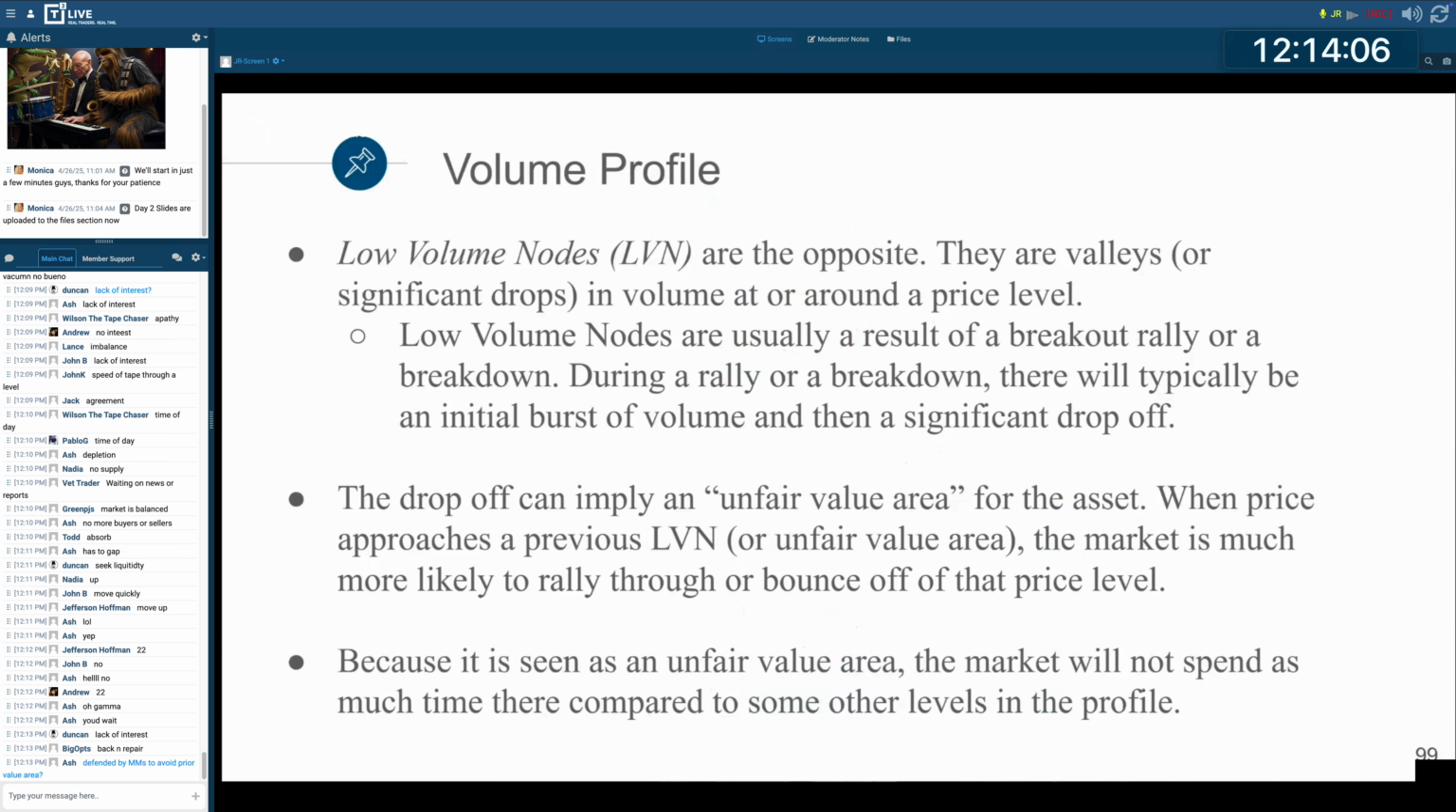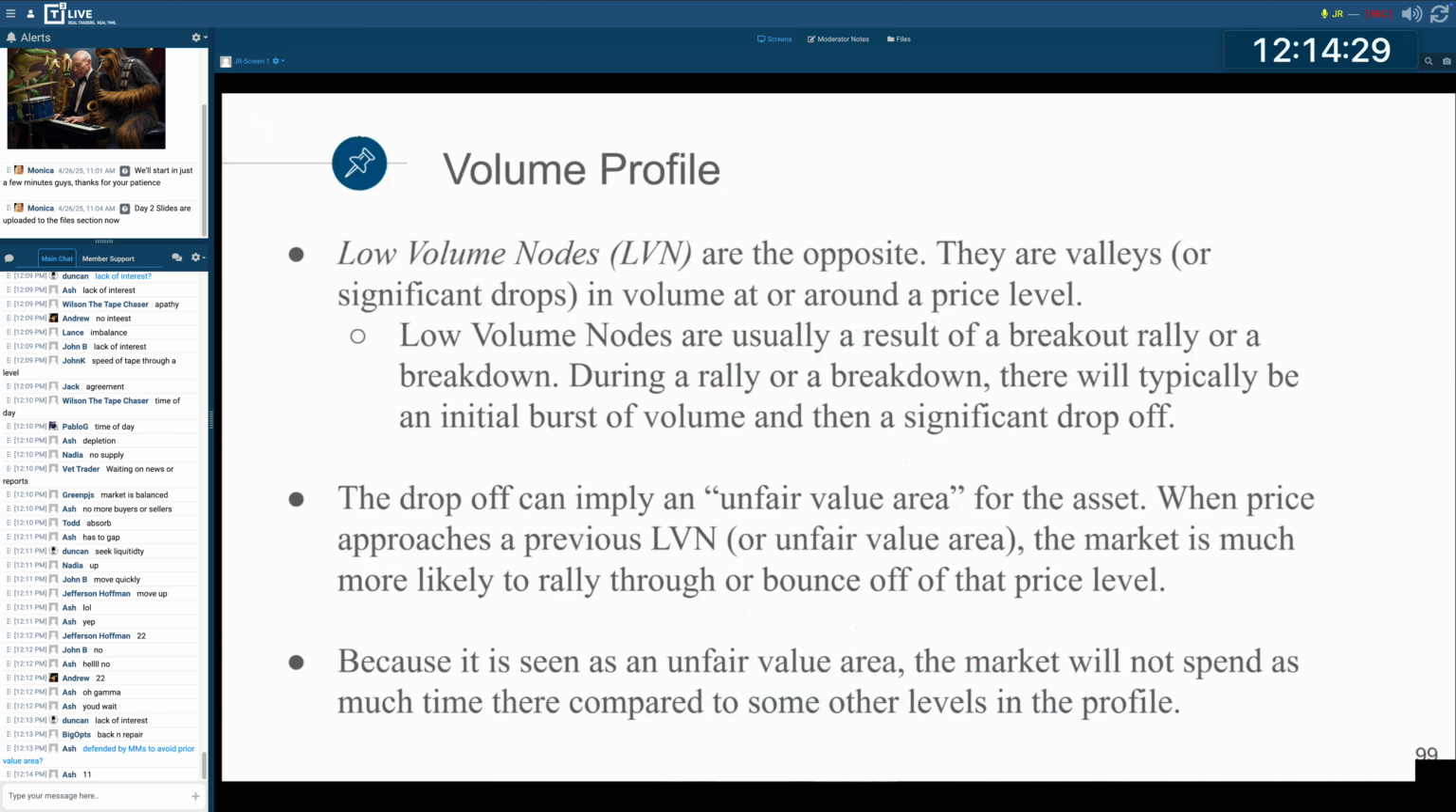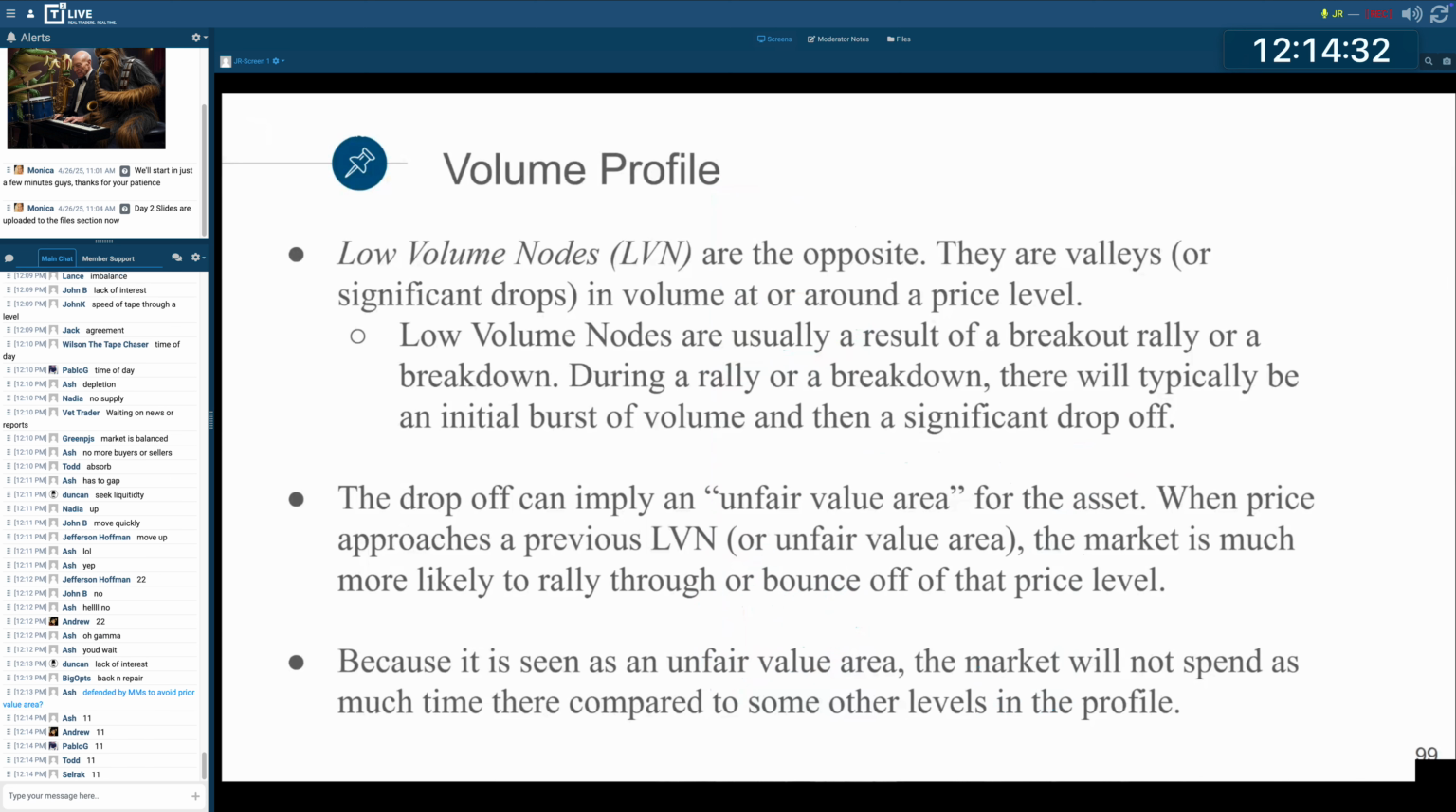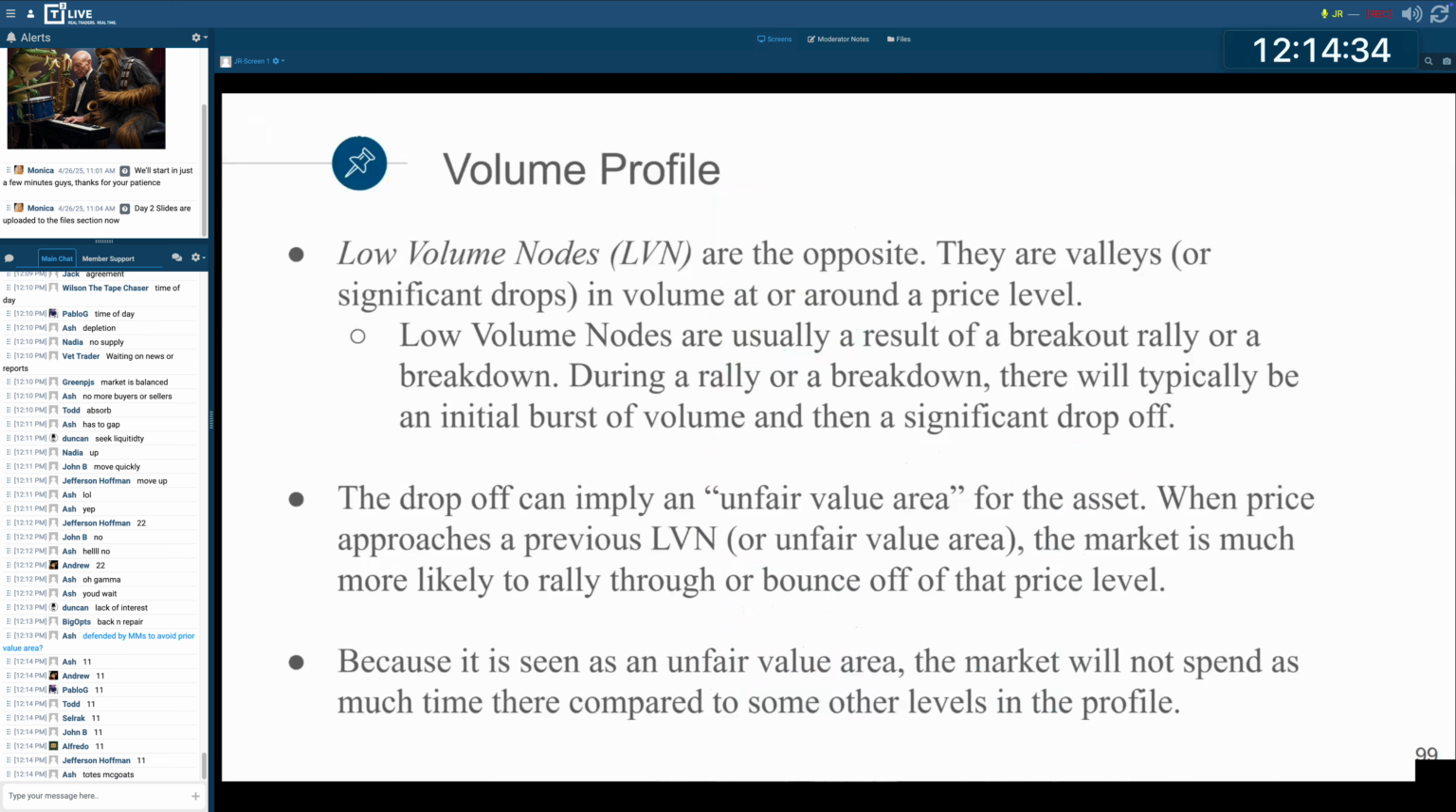Okay, so you can't analyze high and low volume nodes monolithically. Okay, they can be either an area of support or an area that you cross through like a hot knife through butter, depending on the context you're in. Does this make sense, guys? Okay. If it doesn't, let me know. Okay. Perfect.